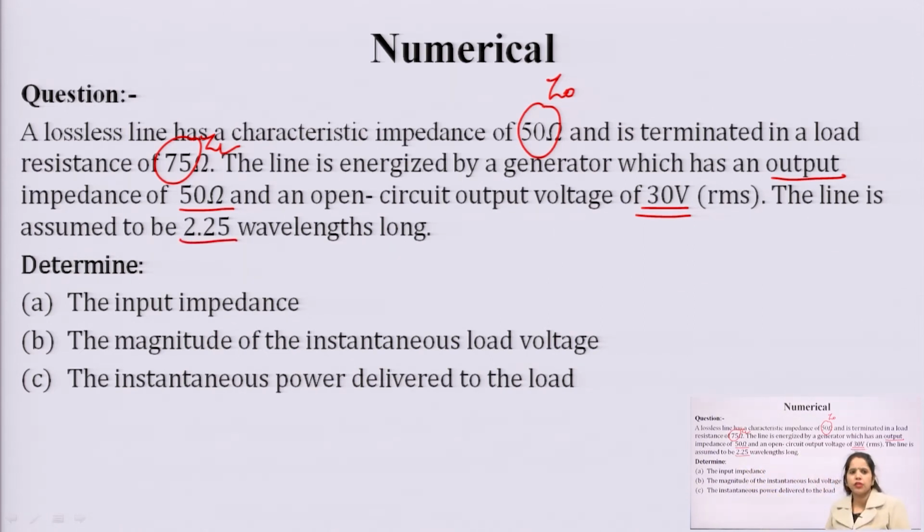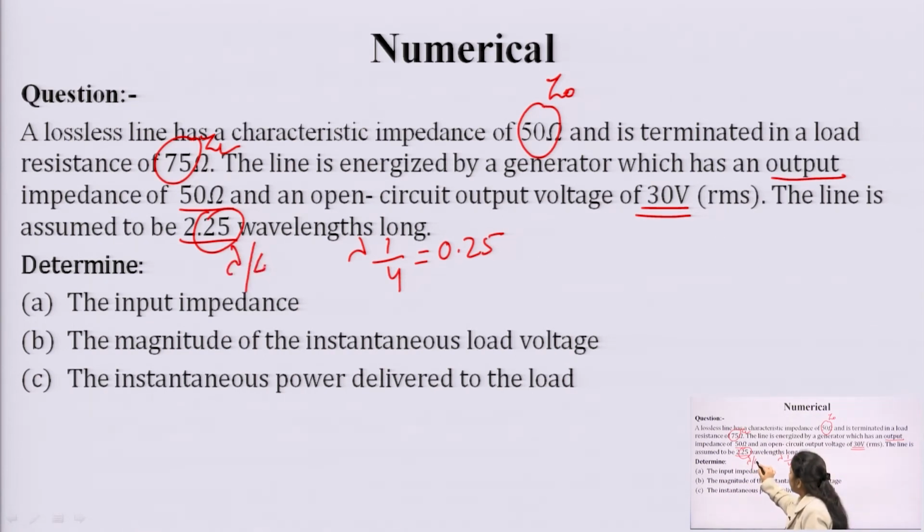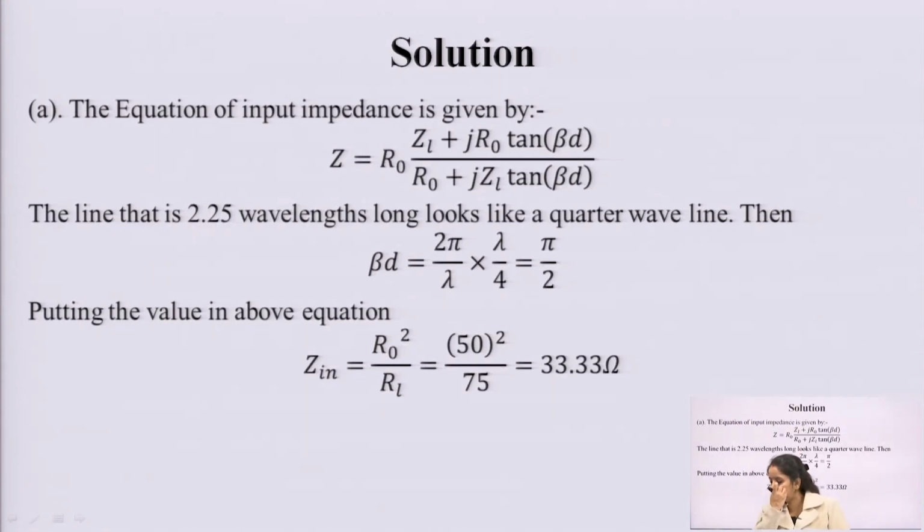So, when we talk about the 2.25 wavelength, what does it mean? Basically, when we talk about 1 by 4, it means the length will be equal to lambda by 4 wavelength. So, by taking this into consideration, let us solve this numerical.